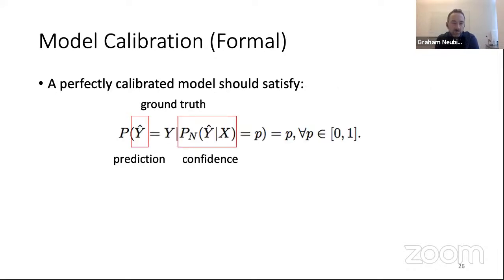To put that a little bit more formally, a perfectly calibrated model should satisfy the following relationship: we have a conditional probability, conditioned on the fact that the model thinks the probability of the prediction is P, and the thing that we are calculating the probability of is that the prediction is indeed correct, equal to the ground truth. And this probability should be P. So if the model says the probability is P, it will be correct with probability P.